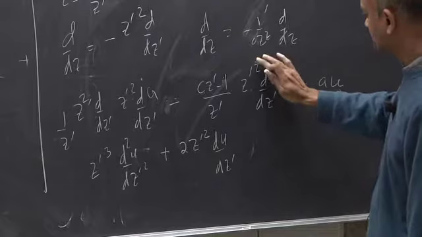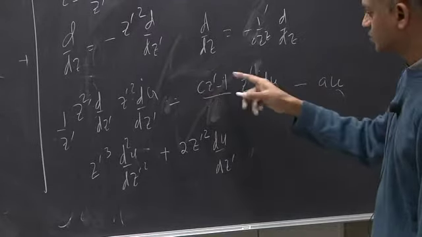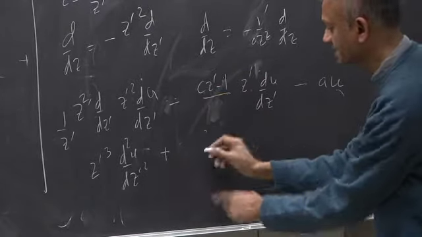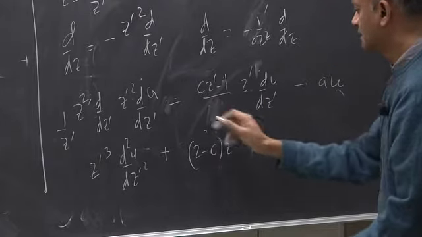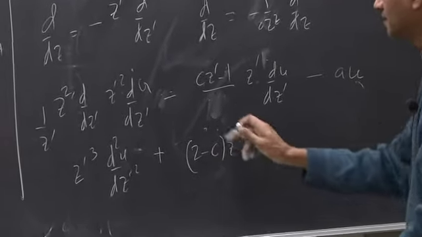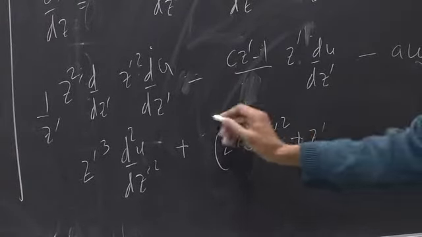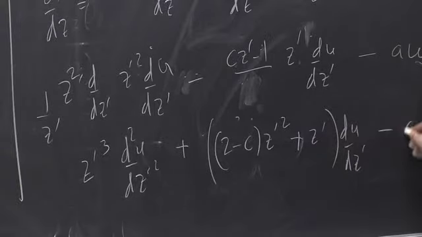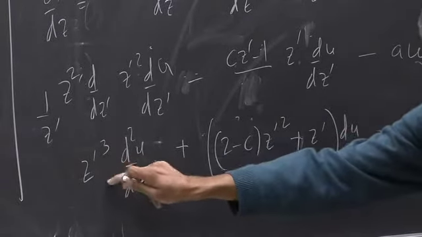This goes out here, so there's a c z prime squared. So I can put together everything here. So 2 minus c, (2 minus c) z prime squared, and minus minus plus, so plus z prime du by dz prime, and then finally minus au, that's equal to 0. But now you can immediately see, when I divide by z prime, you want to make this coefficient 1.